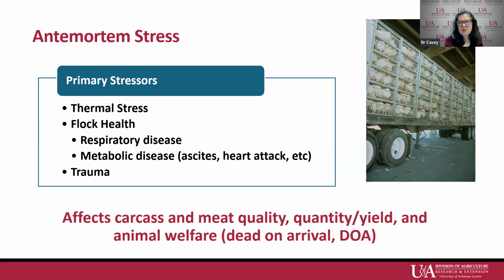But birds can be stressed, and not all of that stress is bad. However, the big stresses that can have an impact on the bird's health or quality of the product in the end can be, for example, thermal stress. So heat stress is a big one. Heat stress can impact muscle metabolism, and that can result in changes in the final product quality in the end. Flock health: if you have respiratory disease or other metabolic diseases occurring, that can cause stress to the bird and also result in loss of that product.